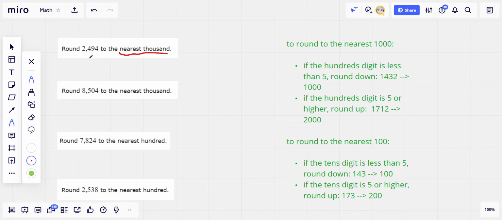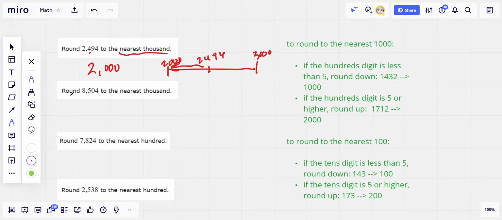So if we look at this first one, rounding 2,494 to the nearest thousand, we would go to the hundreds place and ask, is that below 5 or 5 or above? And this is below 5, so we're going to round down. And when we round down, this will become 2,000. So why is that? Well, 2,494 is about here on a number line between 2,000 and 3,000. It's about halfway to 3,000, almost, a little shy of that. And we rounded down, so we go down to the nearest thousand there.